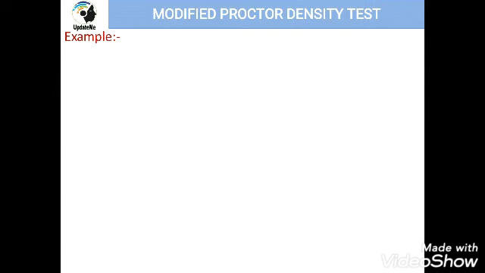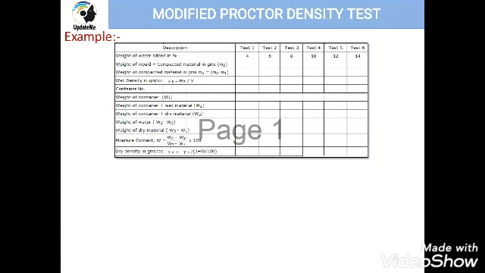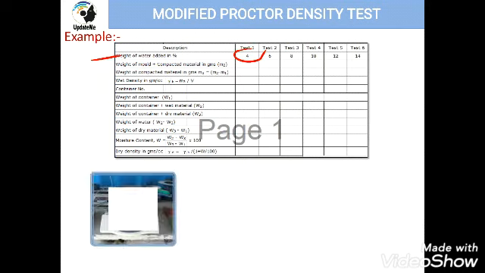Let's see the example of the calculation. This one is the format of the testing. In the first portion, this one is the weight of water added, how much water is added to the soil content. Let's see if we are starting with 4%. So weight of mold plus compacted material in gram. We have already seen we have to weigh the mold with the soil content. So let's see if the weight is 8147 gram. All the weights are in gram, and the weight of the mold will be fixed, 2938 gram.